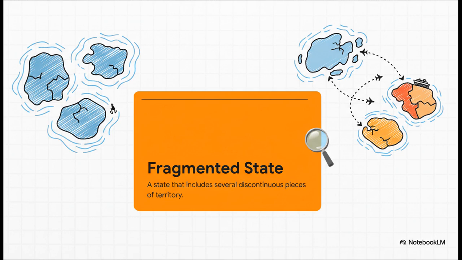Our fifth and final shape is the fragmented state. This is any country that's in 2 or more separate pieces. The pieces could be separated by water, like an island nation, or even by another country's territory. And as you can imagine, this creates huge challenges for communication, transportation, and just feeling like one unified nation.